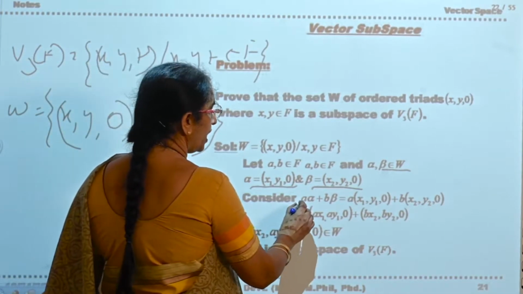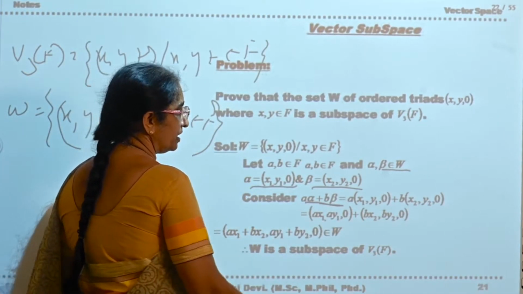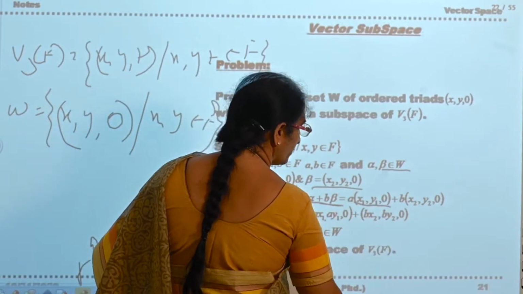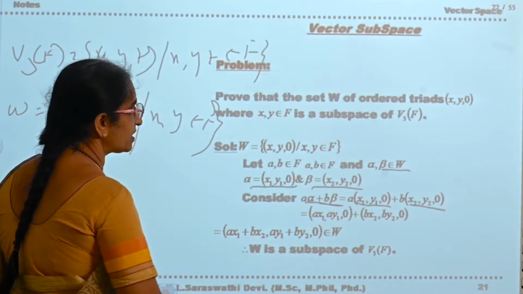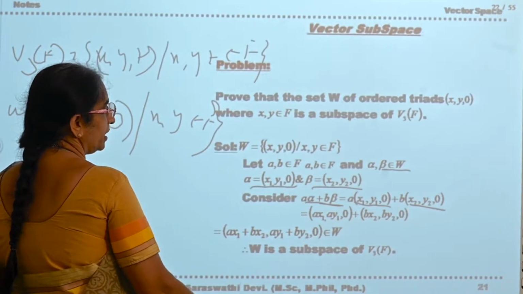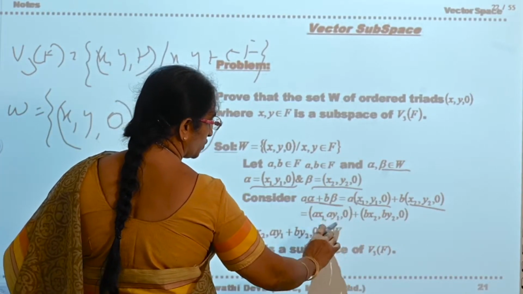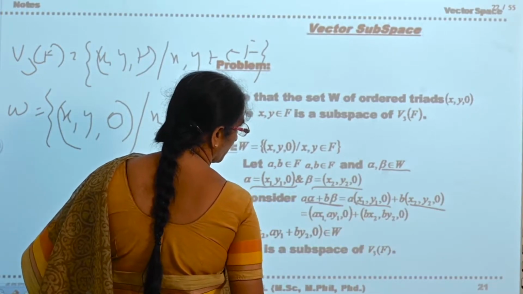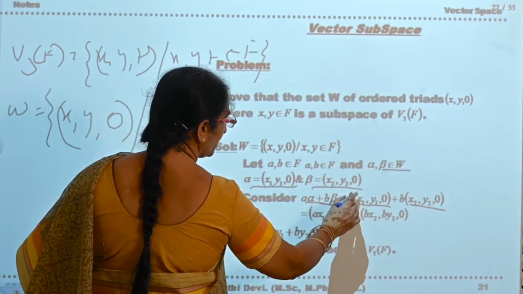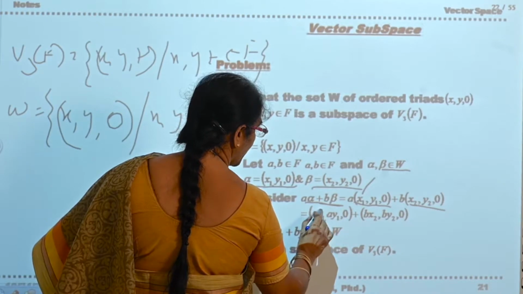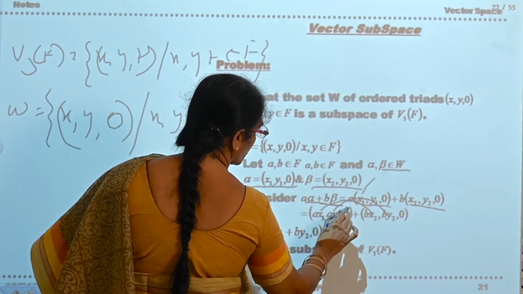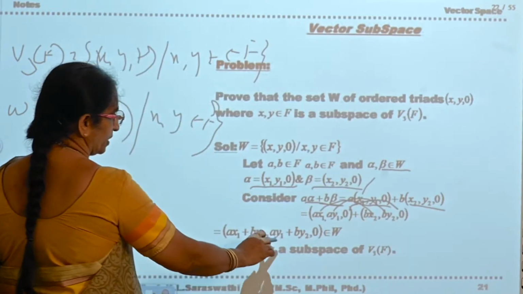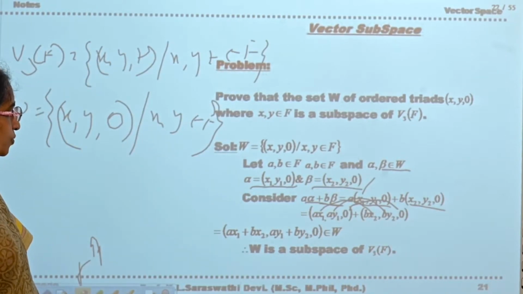Consider a alpha plus b beta, that is a into x1, y1, 0 plus b into x2, y2, 0. Apply the scalar multiplication, then it is ax1, ay1, 0, plus bx2, by2, 0. Adding the corresponding coordinates, it is ax1 plus bx2, ay1 plus by2, 0 plus 0. That is ax1 plus bx2, ay1 plus by2, 0.